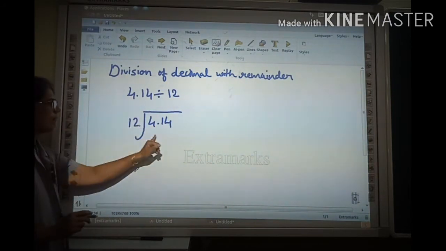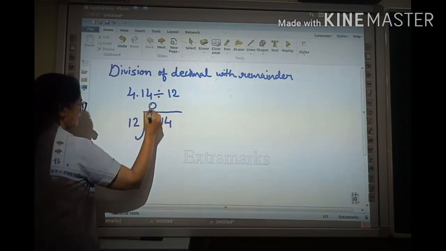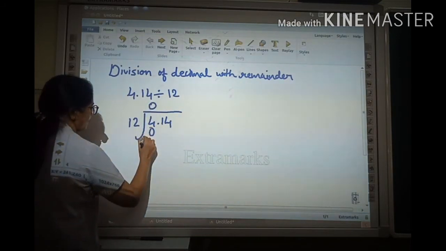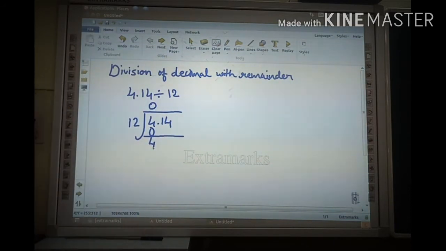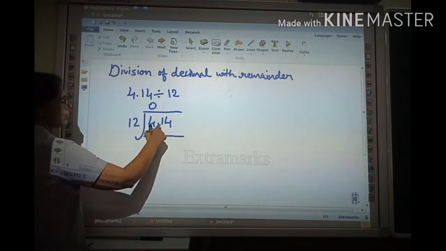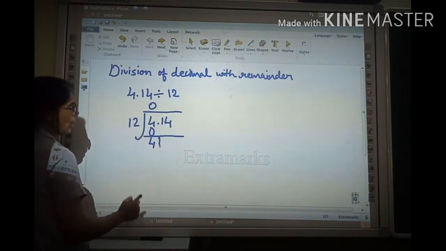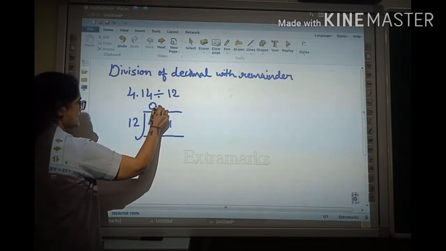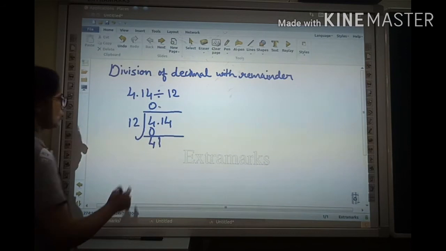Now I cannot divide 12 with the 4. So first what we will do? We will divide with the 0. 12 zeros are 0. So what we will get here? 4, right? Now 1 is here after the decimal, that I have to take down. So for that what I have to do here? Just now I explained you, I have to place a decimal in the quotient also.